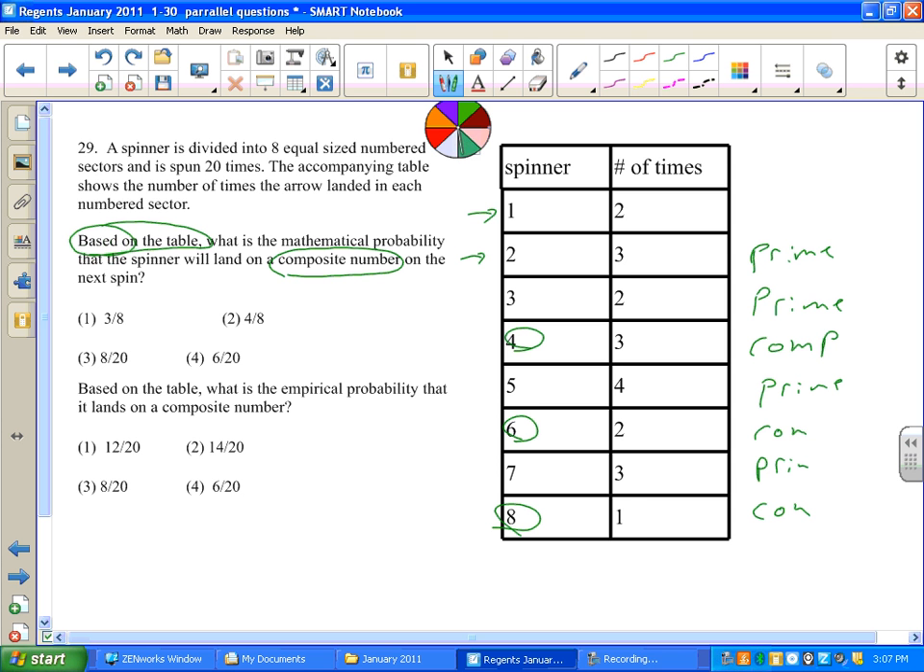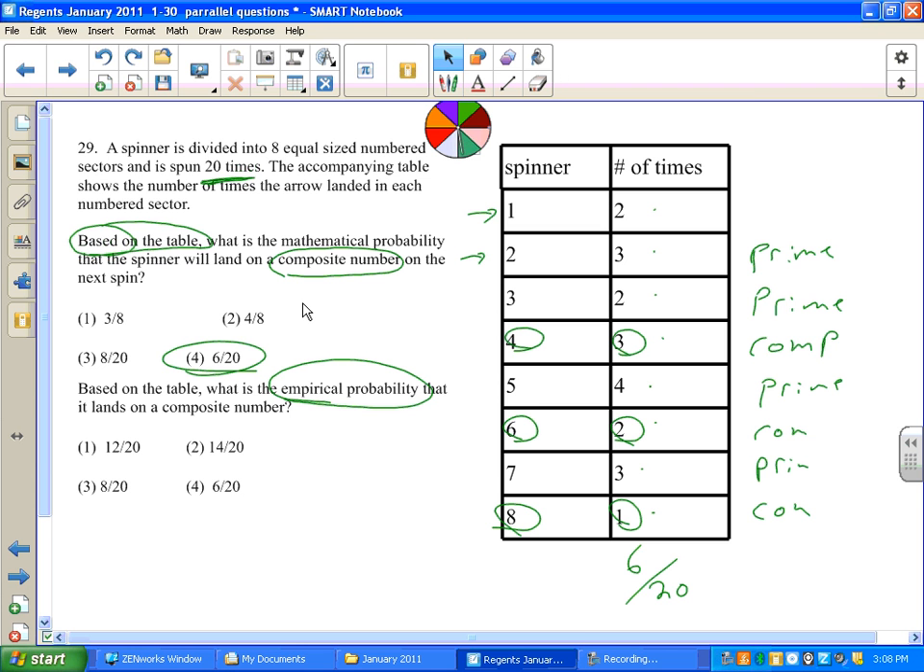So how many times did we have a composite? Once, plus 2, plus 3 is a total of 6 out of what? 20. How do I know it's 20? 2 plus 3 plus 2 plus 3 plus 4 plus 2 plus 3 plus 1 is 20. It also says it was spun 20 times. 6 out of 20 based on the table. Based on the table now, what is the empirical probability that it lands on a composite number?